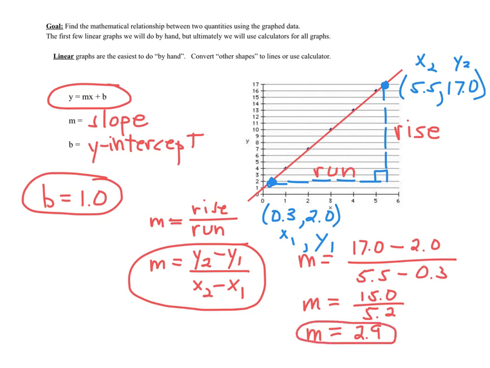Circle that. All right, so the final answer here, and I'll do this in blue on the bottom here, will be like this. Here's what I want to see as the final answer. That is y equals mx plus b, so it's 2.9x plus 1.0. That's the mathematical relationship between x and y. So now I can pick any x and plug in and figure out what the value for y is for any given x in that relationship.